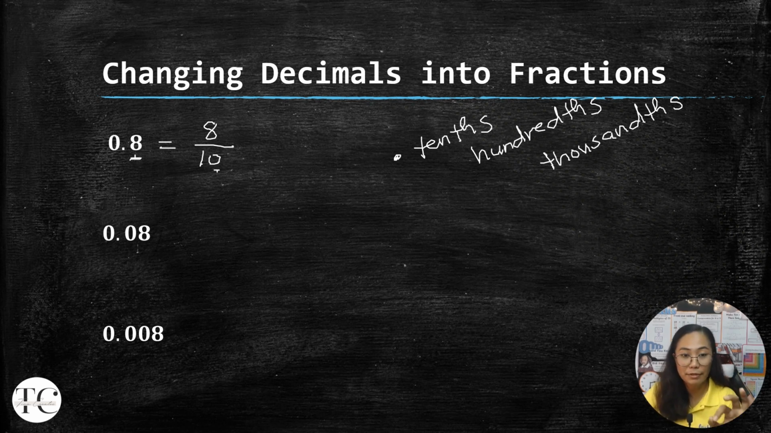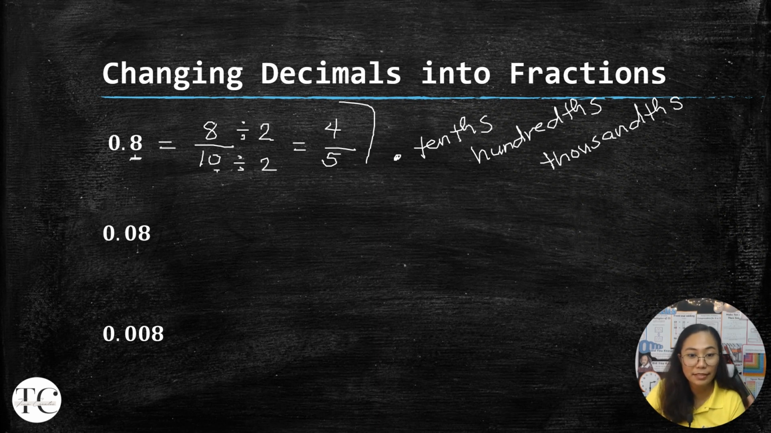And we also need to remember that when we have a fraction in our answer, we have to always express it into the simplest form. Okay, so let's express 8 over 10 into the simplest form. 8 and 10 can be divided by 2. All right, so this will be 4/5 in the simplest form. So 0.8 or 8 tenths is 4/5 in a fraction form.